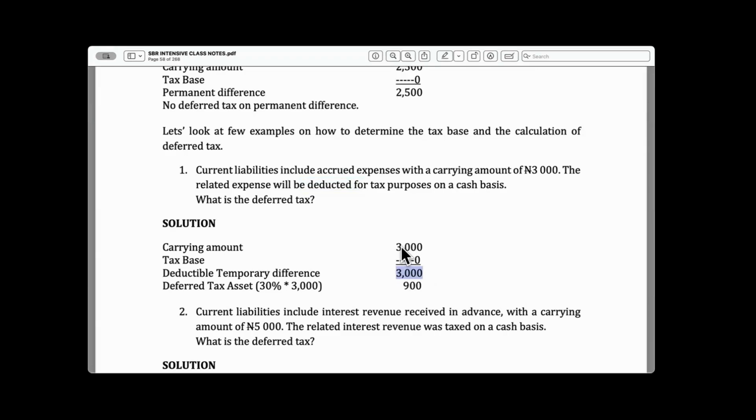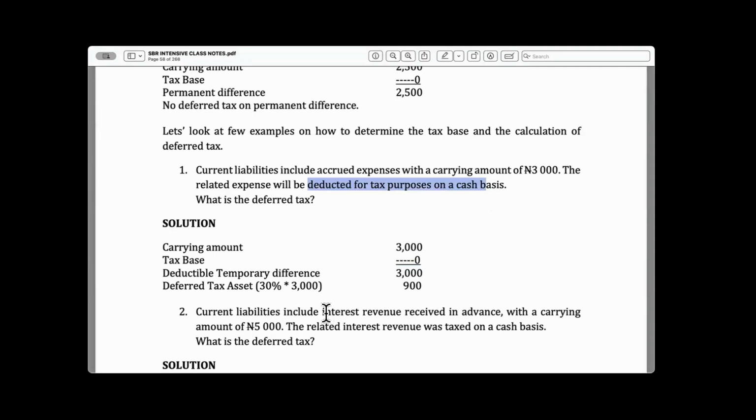Because I'm putting 3,000 in my books, the taxman is saying, no, you haven't paid it now, so I'm not going to allow it for deduction. So there's a deductible temporary difference. Deductible in the sense that it will be deducted for tax purposes on a cash basis. So that's how I know that it will be deductible. So if I apply 30% on that, it gives me 900 and it's a deferred tax asset.